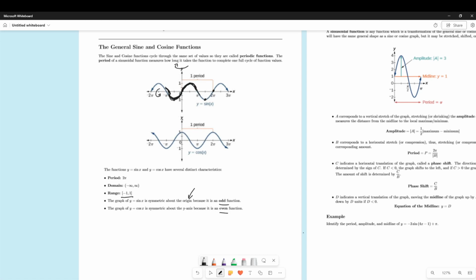Cosine, again, has the same shape, but unmodified it's an even function because left and right, or positive and negative x, it's just a mirror of itself.